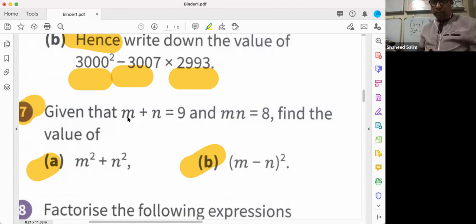Well done. Can you do B? You know how to expand B? You got to expand B to be able to see.